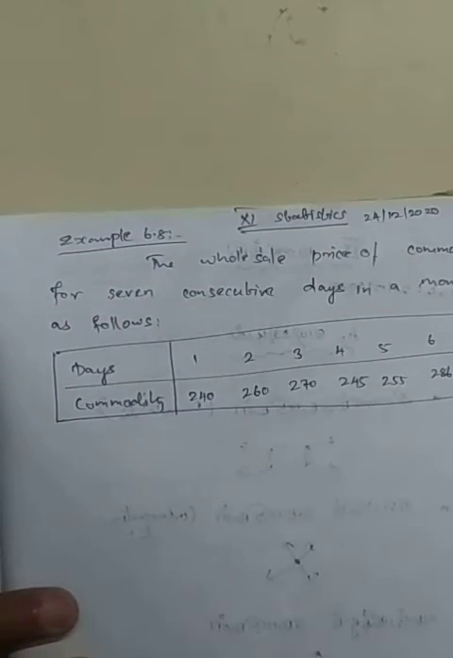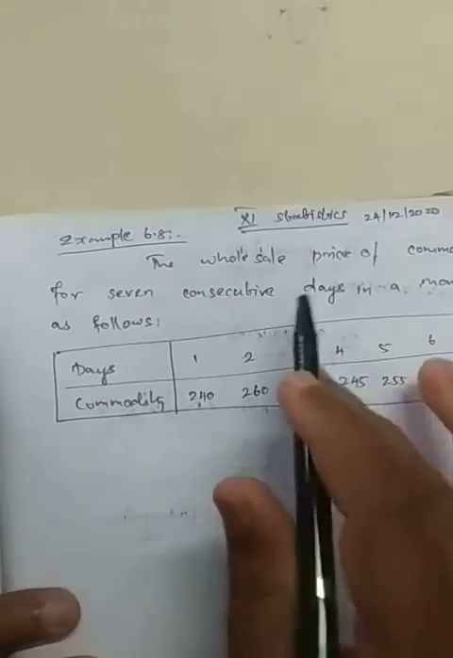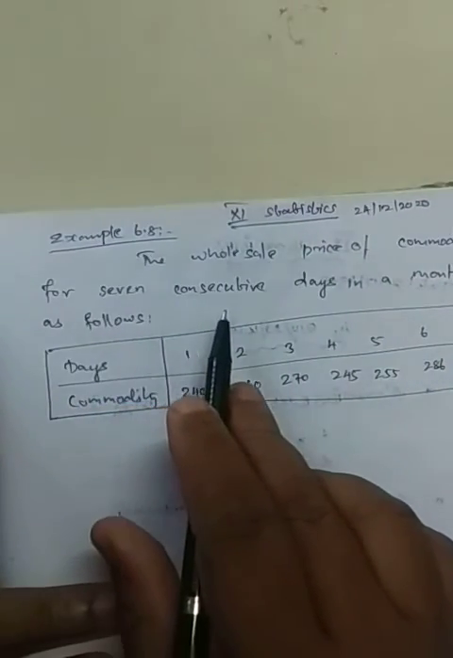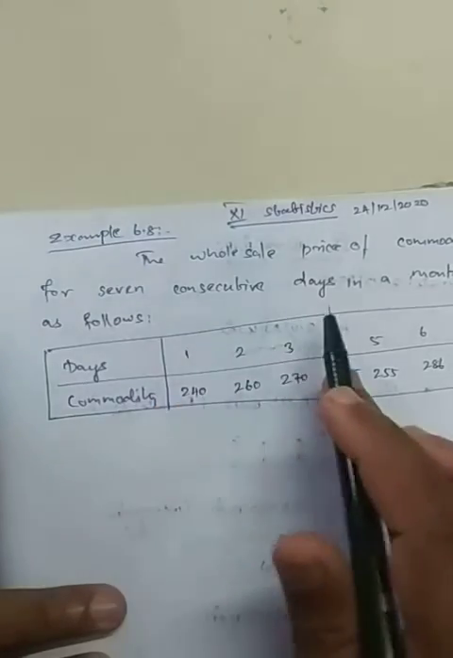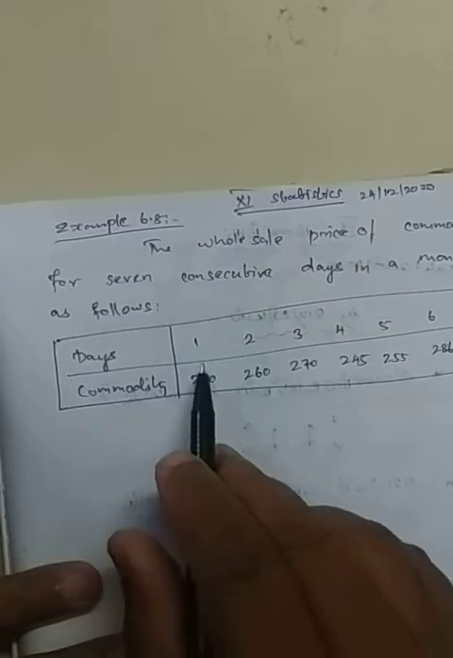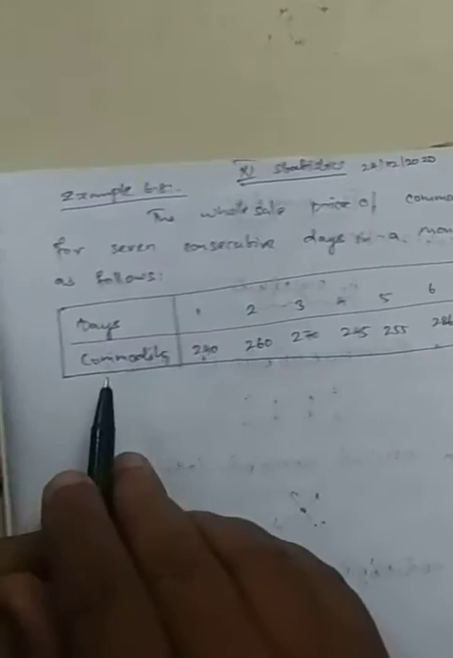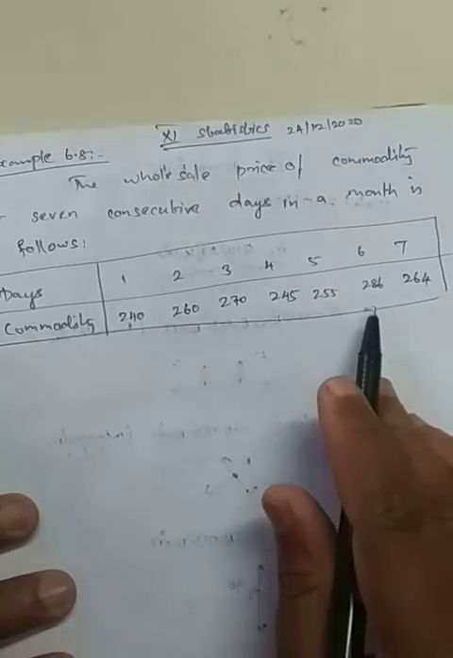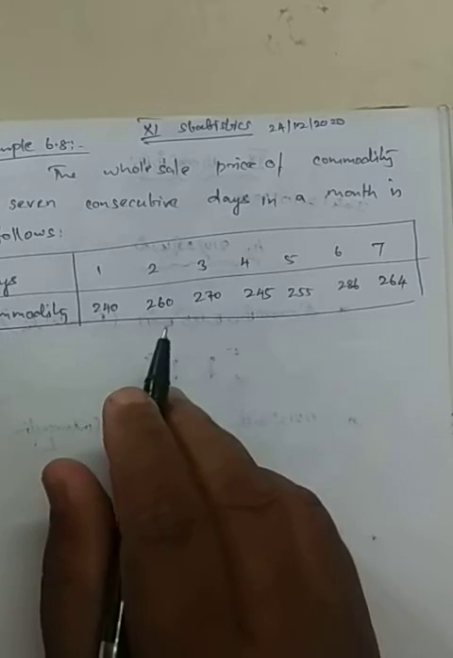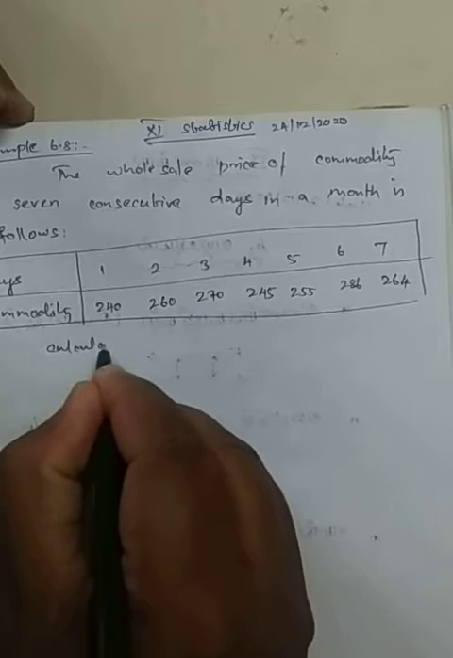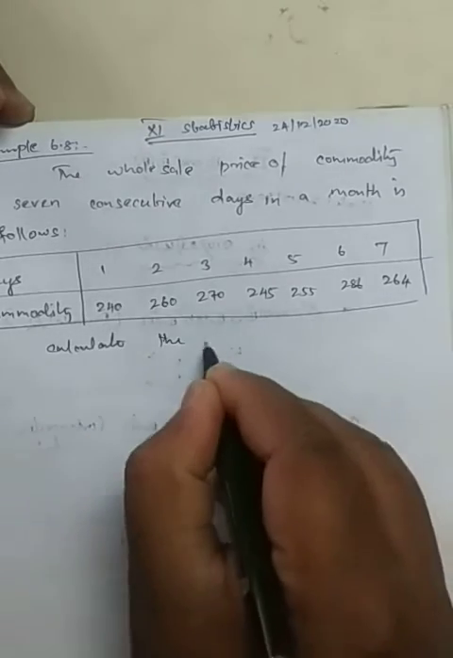So what they are asking here, see the question: the wholesale price of a commodity for 7 consecutive days in a month is as follows. Day 1 to 7 days are there, and the commodity prices are 240, 260, 270, 245, 255, 286, 264. So we need to find its standard deviation. What are they saying now? Calculate the variance and standard deviation.